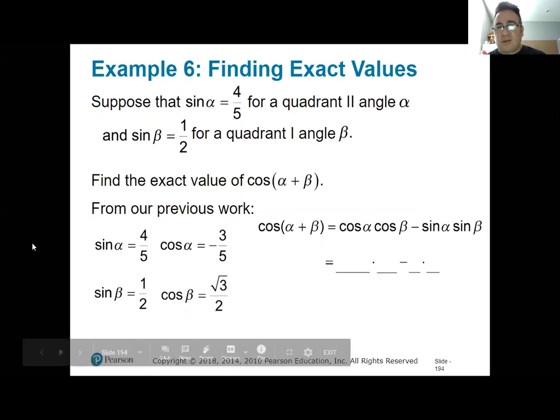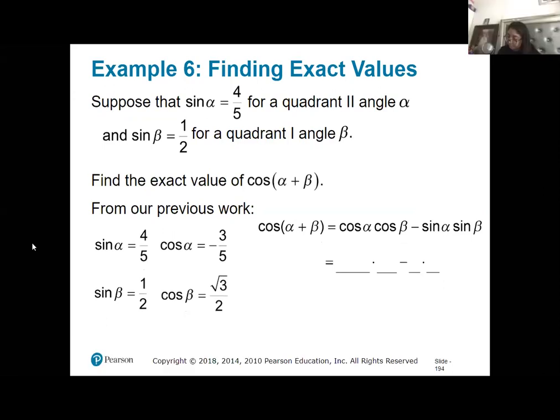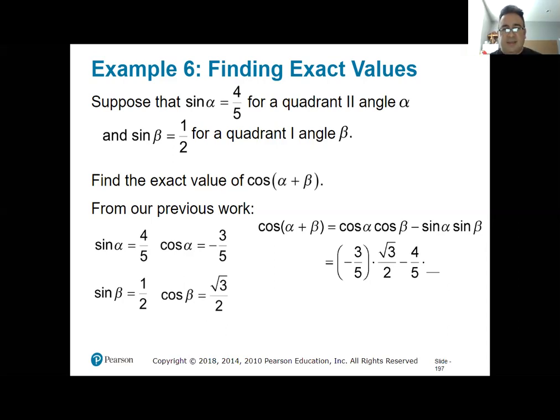All right, so now, cosine alpha. What do I replace that with? Negative 3/5. Good. And then cosine beta? Radical 3 over 2. And then minus sine alpha, which is 4/5. And then sine beta, which is 1/2.